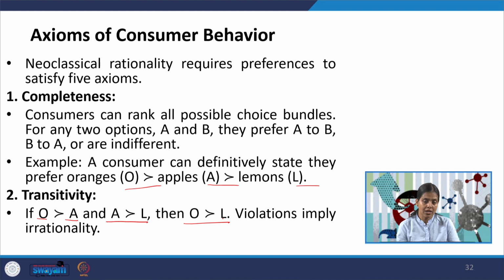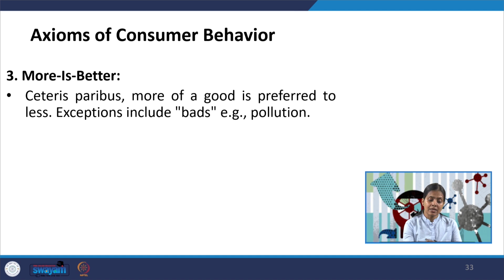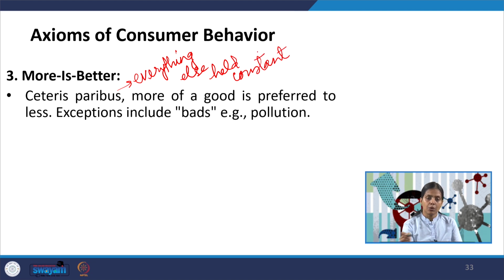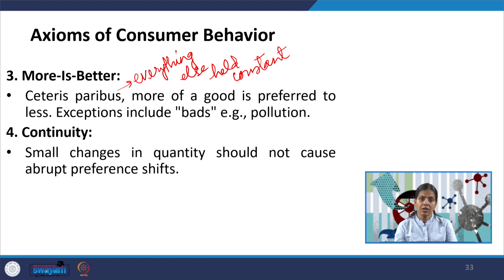Violations imply irrationality. The third assumption is more is better. Ceteris paribus means everything else held constant, which is again a pervasive concept in economics. More of a good is preferred to less. Exceptions include bads, for example, pollution. Continuity: small changes in quantity should not cause abrupt preference shift.